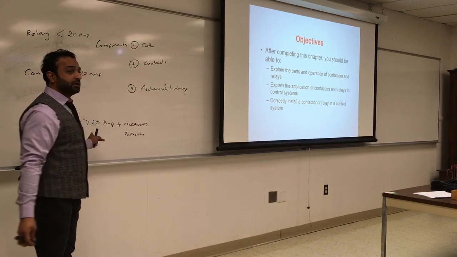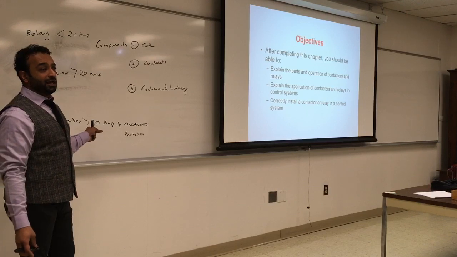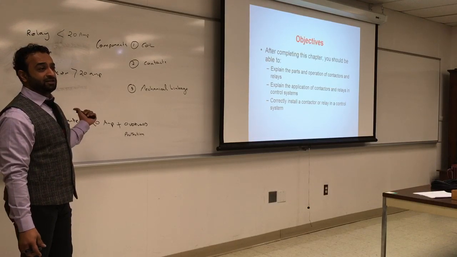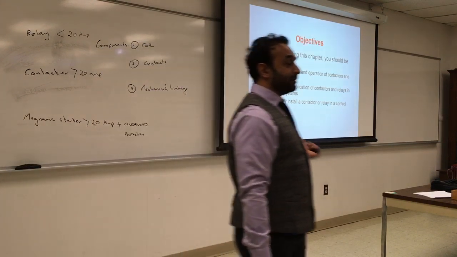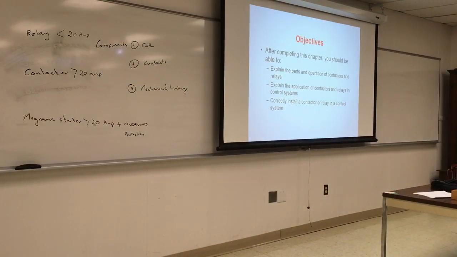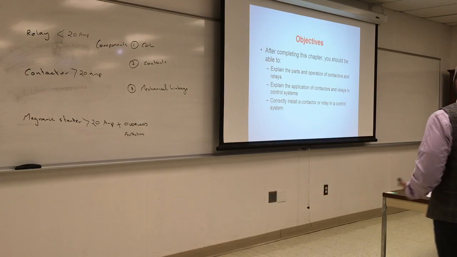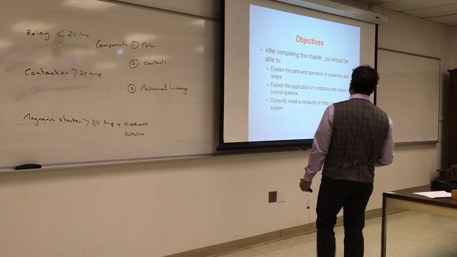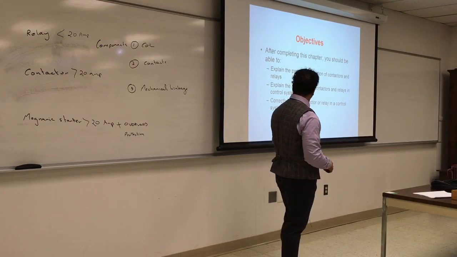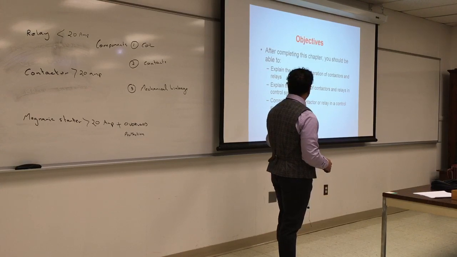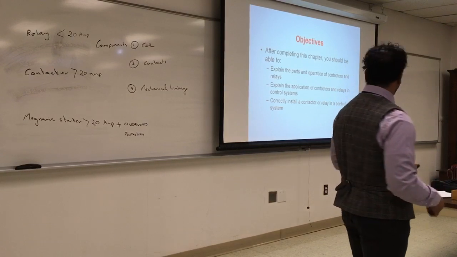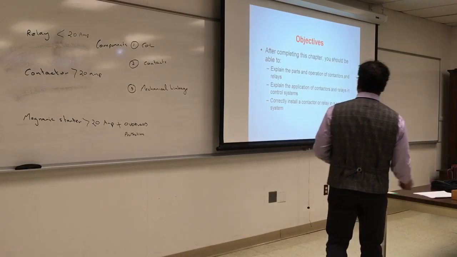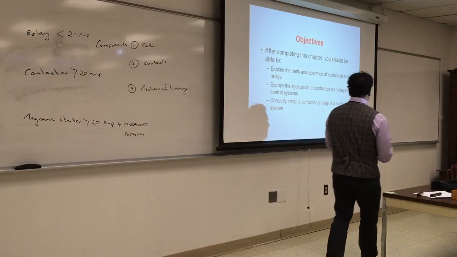If an equipment is drawing above 20 amps and there is a malfunction in the equipment, the draw is going to be really high. So the error is going to be really high, so that's why we need to have magnetic protection. Parts and operation of contacts in the relay. We'll talk about the application of contactors, where do we use them and why. Correctly install a contactor or a relay in a control system.